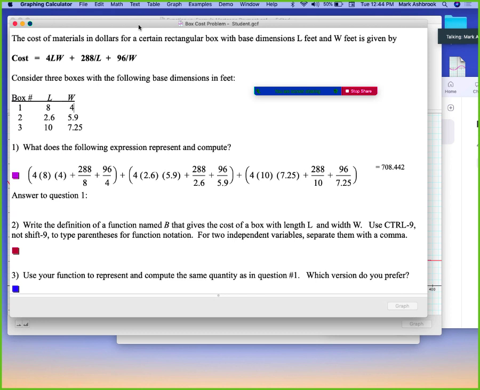All right, so what does the following expression represent and compute? So here's a long, complicated expression. Does anybody recognize what that is computing? That's 708.442. The total cost of all 3 boxes. Okay, so he said the total cost of all 3 boxes.